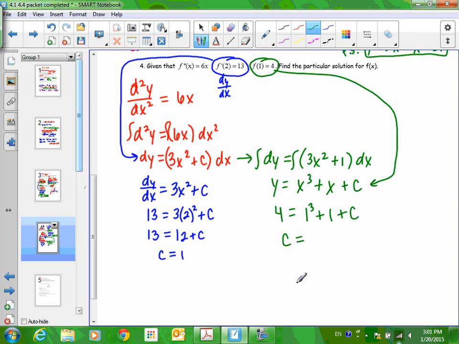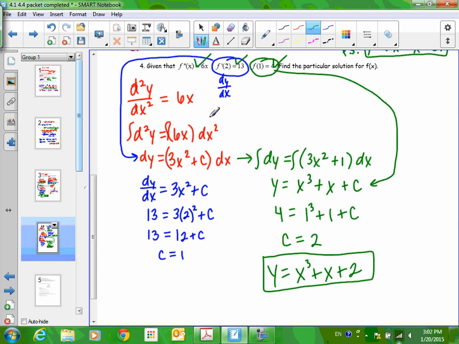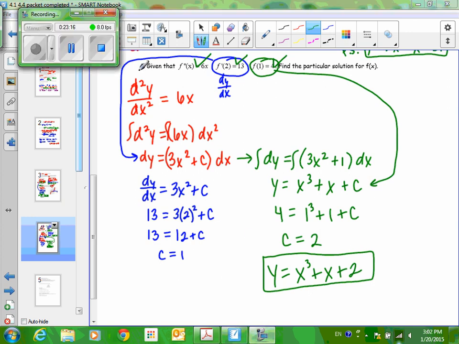So what does this c equal? 2. So my final answer would be y equals x cubed plus x plus 2. Which you can check the same way as any of the other problems. Plug in 1, make sure you get 4. You can find the derivative, plug in 2, make sure you get 13, and you can find the second derivative, make sure that's 6x. So it's really easy to check. It's a little annoying, a little tedious, but you can check it.